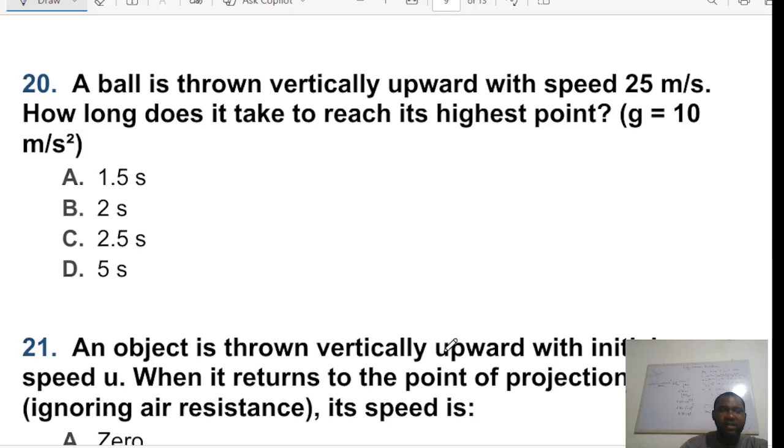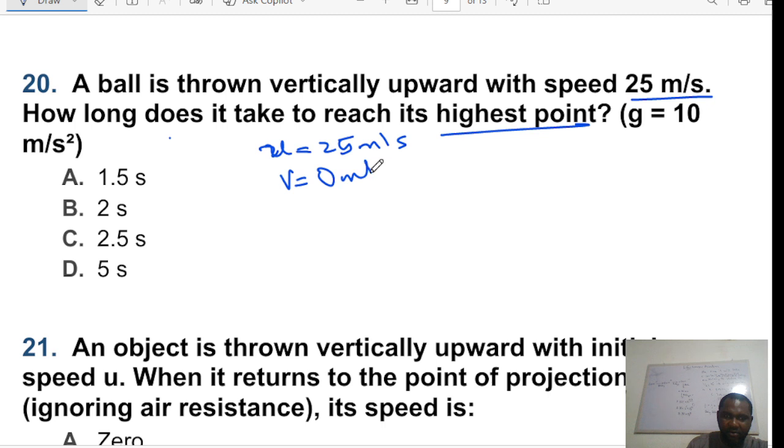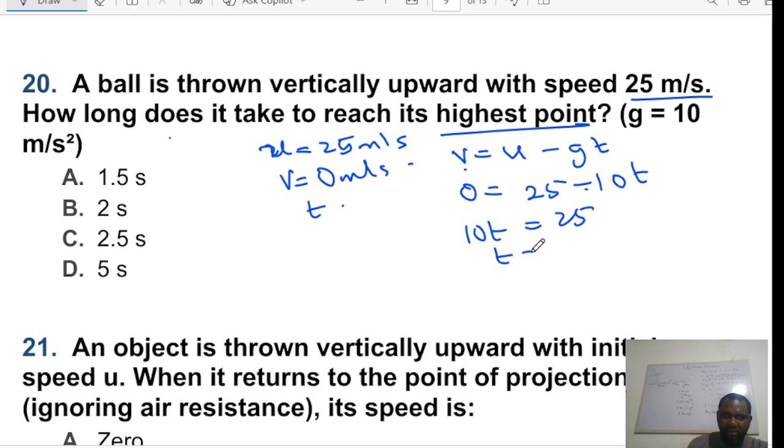Now the next one says a ball is thrown vertically upward with a speed of 25 meters per second. So the speed, which is the initial velocity, is 25 meters per second. How long does it take to reach its highest point? At this highest point, the final velocity is 0, and we are looking for time. So the best formula, we say v equal to u minus gt. Your v is 0 and your u is 25, then minus 10t. So this crosses over. We have 10t is equal to 25. So t will be 25 over 10, which is equal to 2.5 seconds.